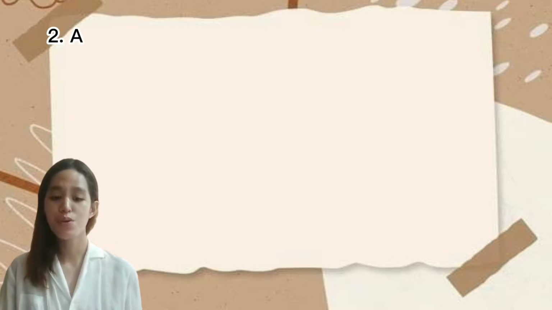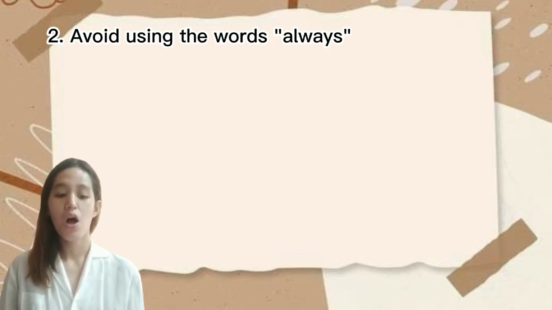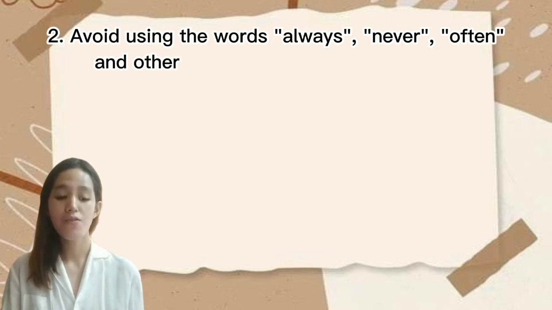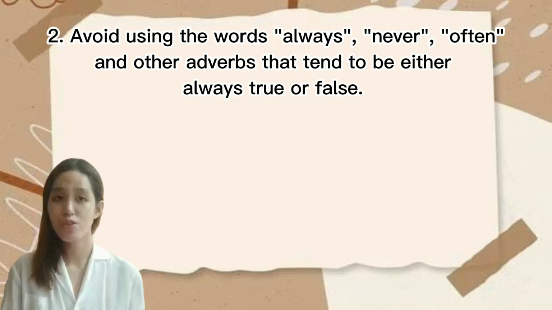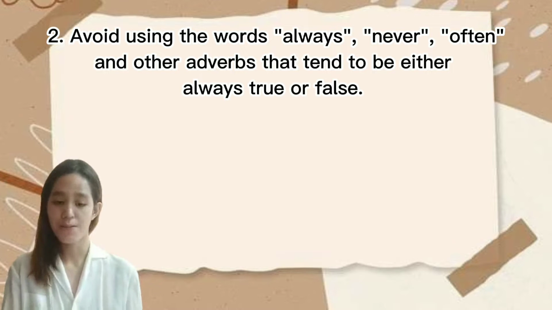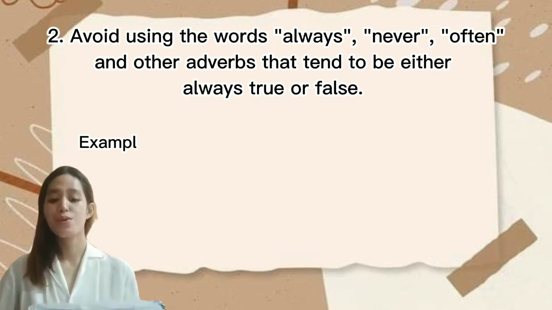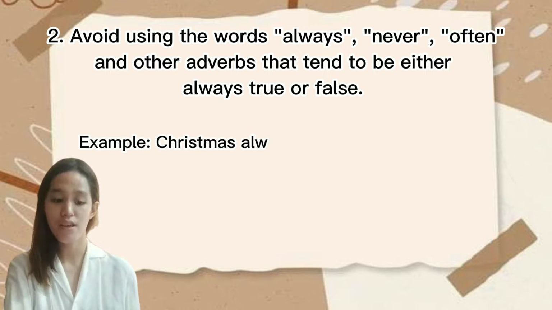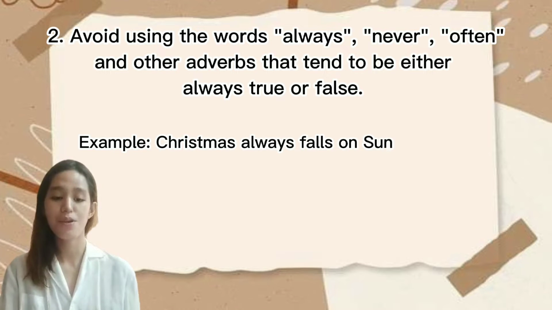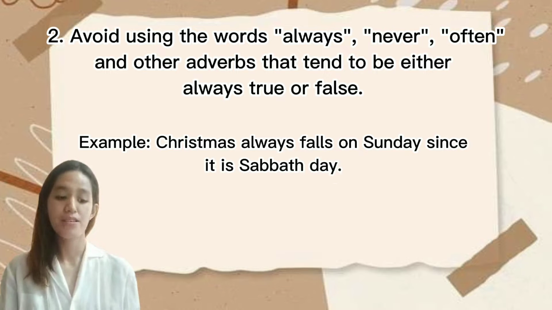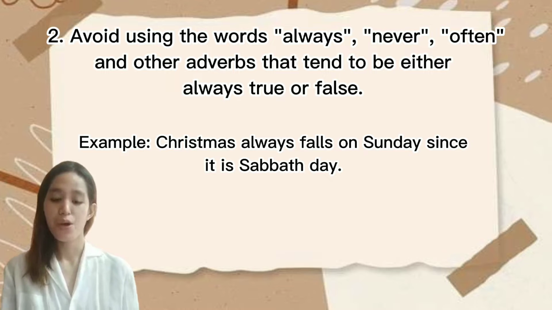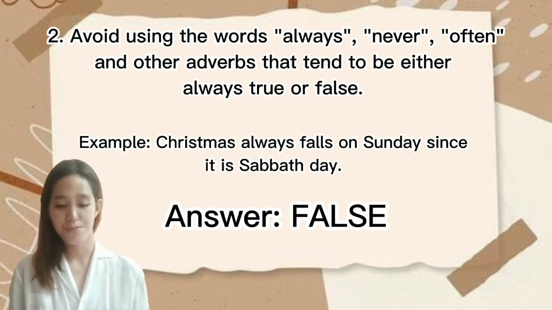For rule number 2, avoid using the words always, never, often, and other adverbs that tend to be either always true or always false. For example, Christmas always falls on a Sunday. Notice that this example is false because Sunday is a Sabbath day. For explanation, statements that use the word always are almost always false.